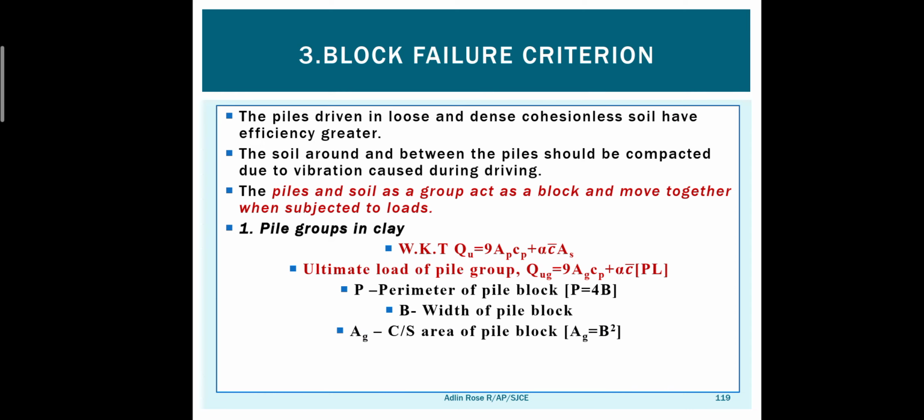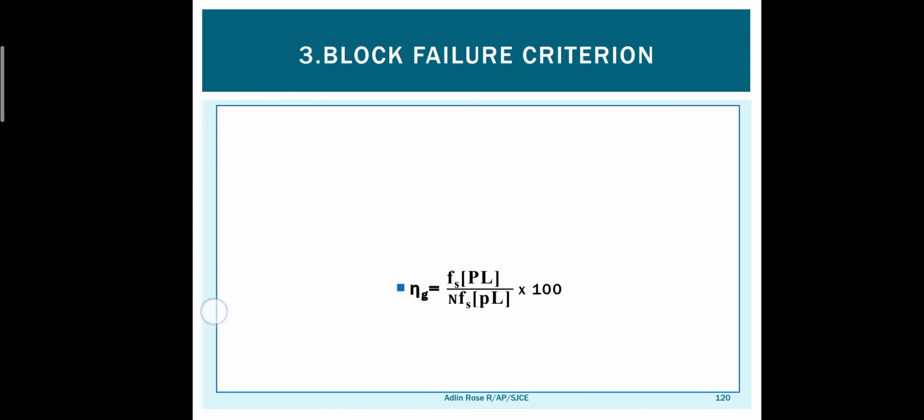L and AG. AG is nothing but the cross-sectional area of the pile block. For a 9 pile group, as I said, all the piles will be connected into a square block. Correct? So square block இருக்கிறதுனால the cross section of the square is taken. So the entire pile group oda cross-sectional area is a square, so the area is B square. B is the width of the pile block. Then efficiency eta G is QUG divided by N QU. This is for a clay soil.